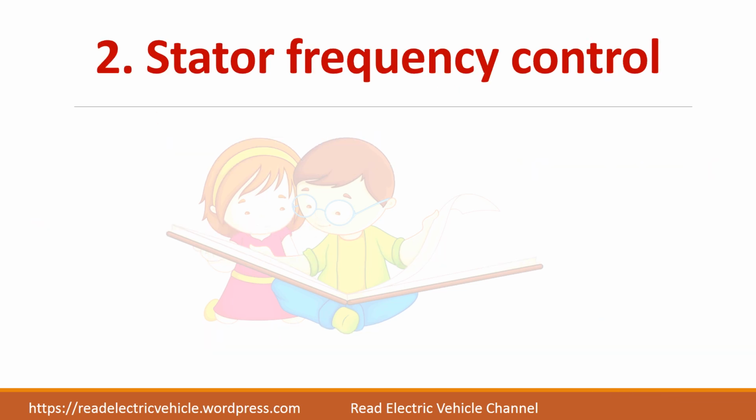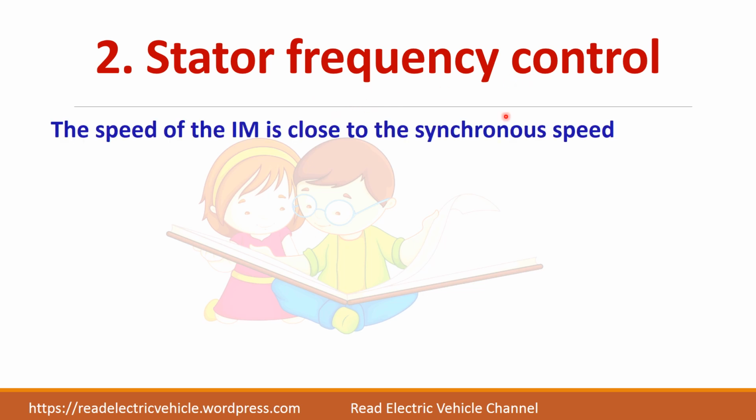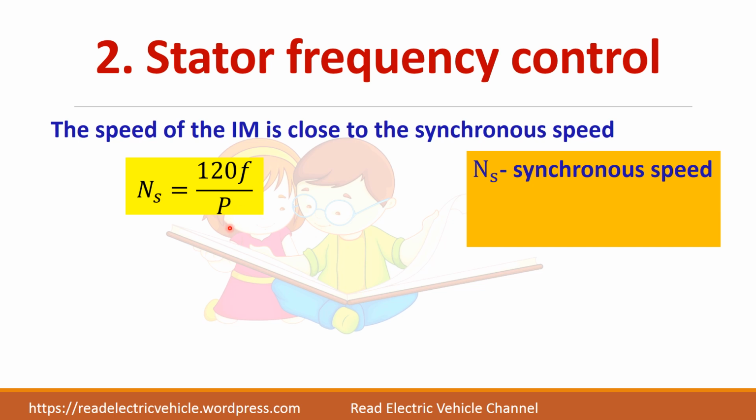In stator frequency control, the frequency of the stator is varied to control the speed of the induction motor. What is the frequency of stator? That is the supply frequency. We know the speed of the induction motor will be always close to the synchronous speed. Synchronous speed is given by 120 F by P, where F is the supply frequency and P is the number of poles. So if I change this supply frequency, the synchronous speed will change. If synchronous speed changes, the motor speed will also change.